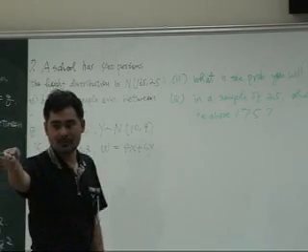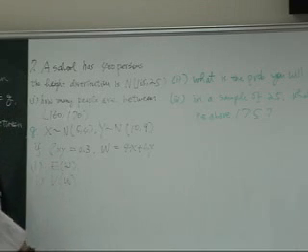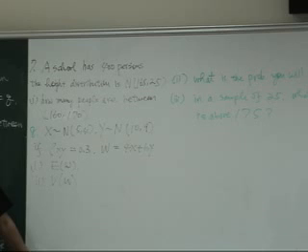The gentleman, yes, that's you. So what is rho xy? It is the correlation coefficient, right? And that is equal to the covariance of xy divided by sigma x and sigma y.